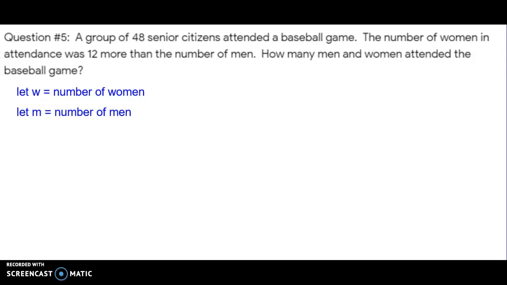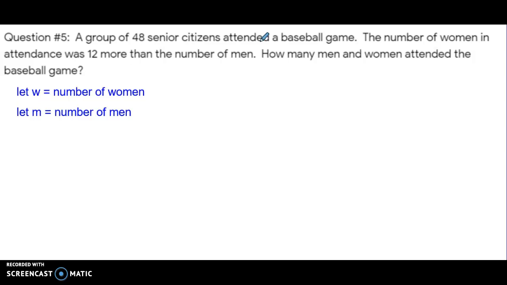Okay, this is your video hint to help you get started with question number 5. Question number 5 is similar to some of the other ones that we have done, but as always, you must define your variables. So I used W to represent the number of women that attend the baseball game, and I used M for the number of men that attended the baseball game.